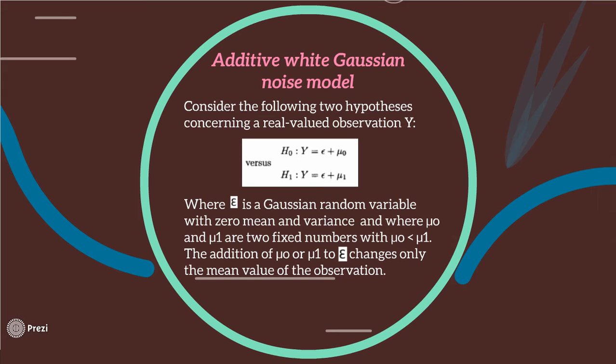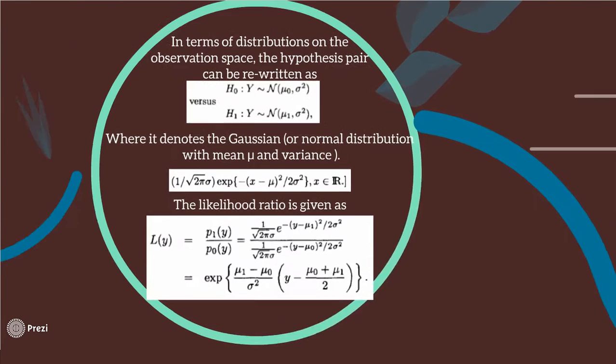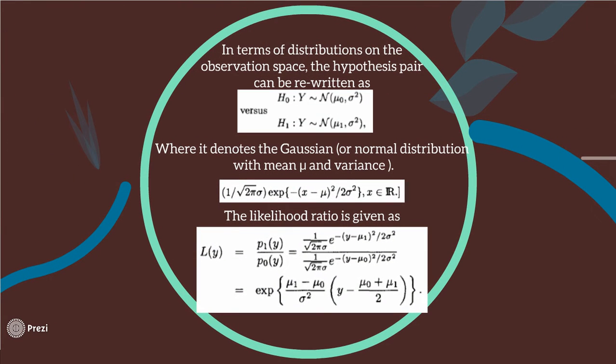We know that adding a constant to a random variable will affect only the mean of the random variable. The constant becomes the new mean of the random variable. Hence, the observation is distributed around two different locations. This leads to the hypothesis being written as H0, where y is given by Gaussian distribution, with mean mu0 and variance sigma squared, and H1, where y is given by Gaussian distribution, with mean mu1 and variance sigma squared.